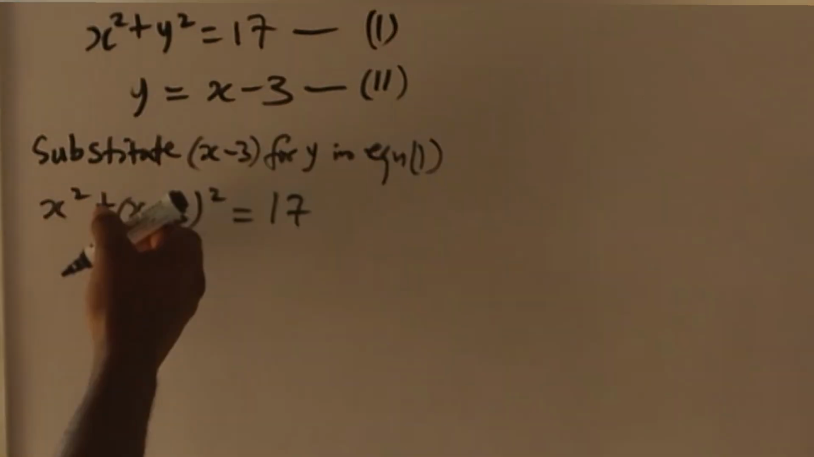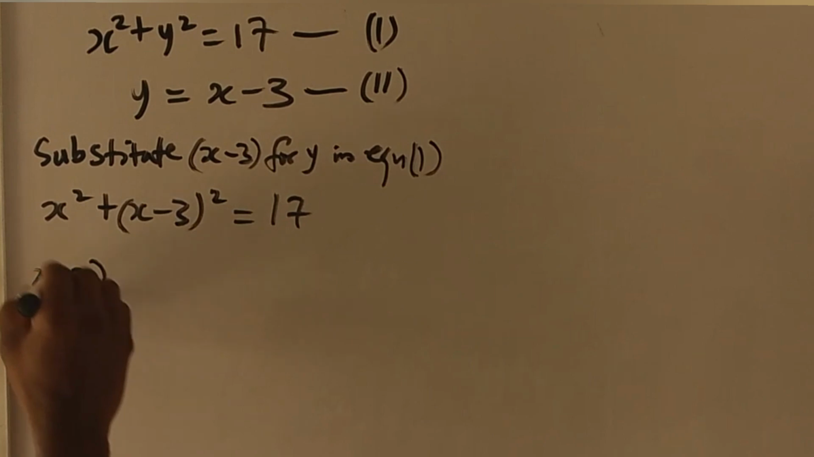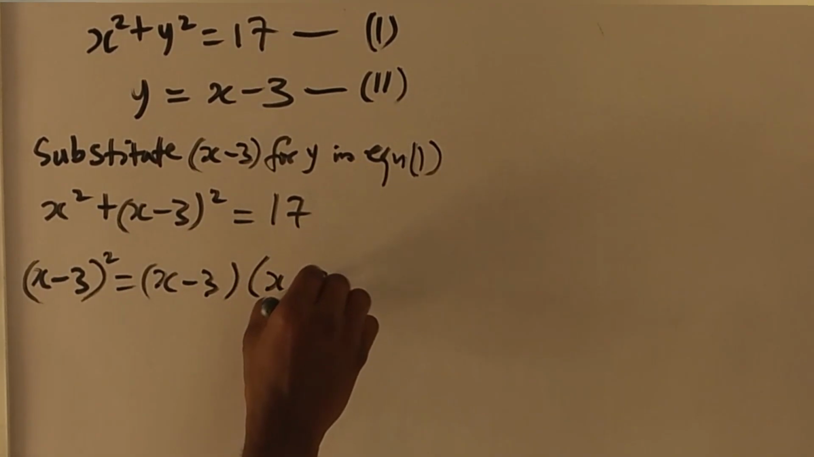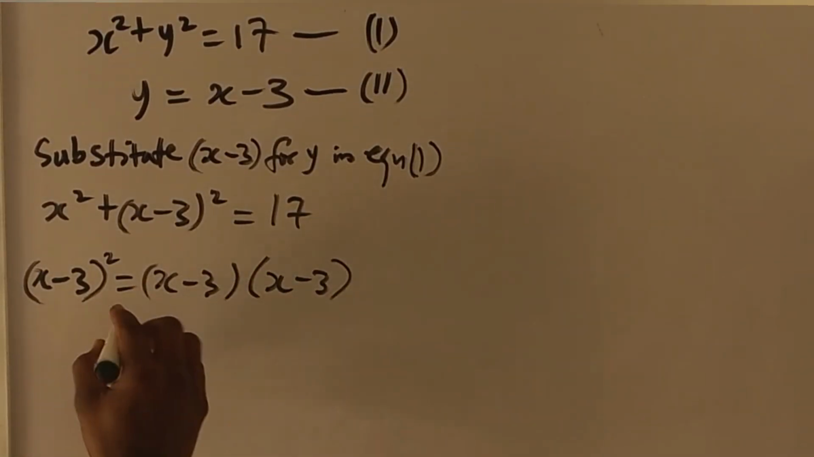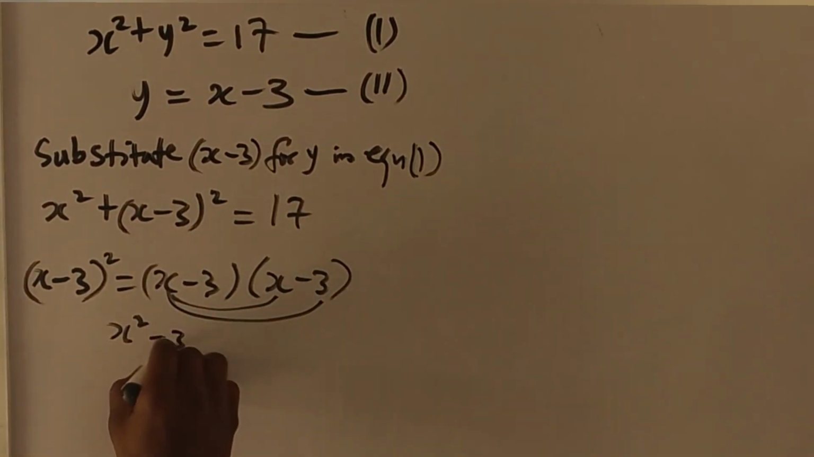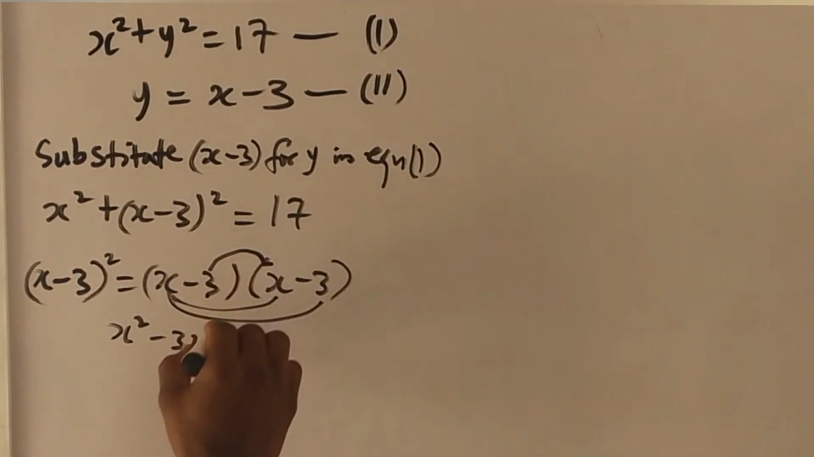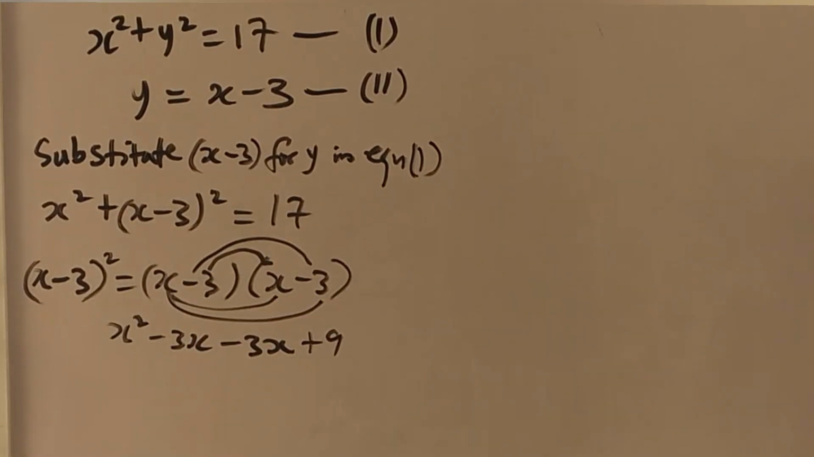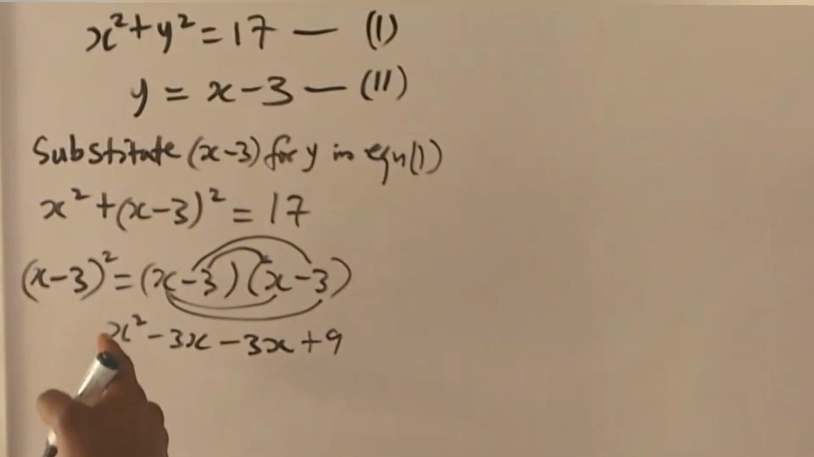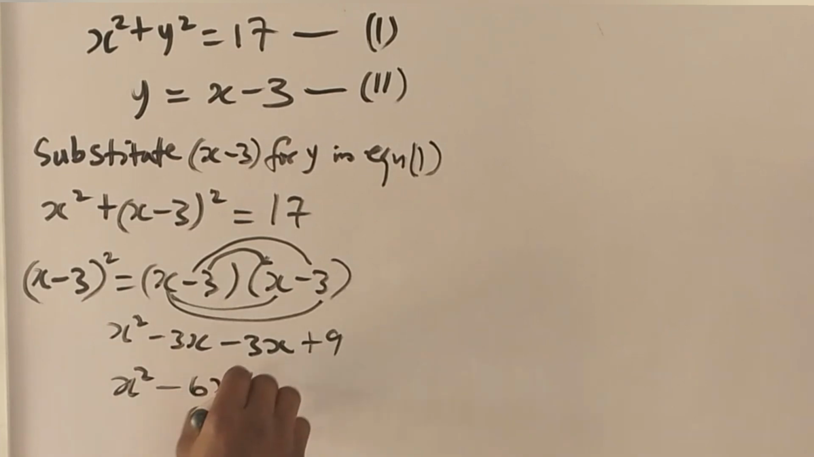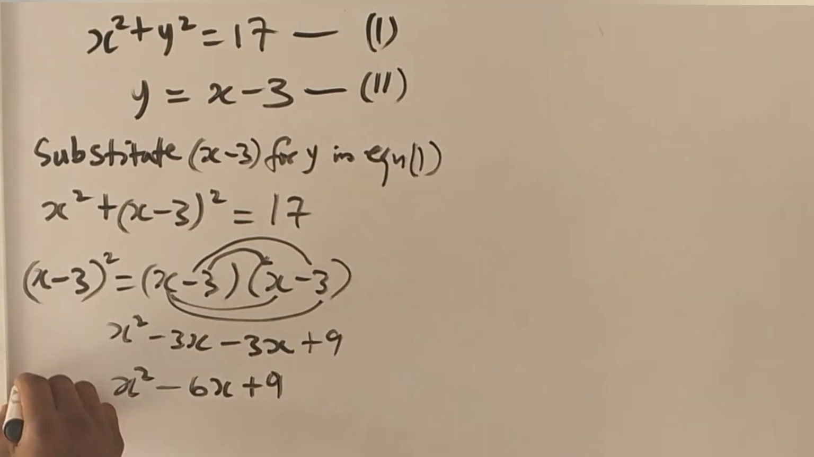The next thing we're going to be doing is to expand this bracket, and you know that x minus 3 squared is the same thing as x minus 3 times x minus 3. So x times x gives us x squared. x times minus 3 is minus 3x, minus 3 times x is minus 3x, minus 3 times minus 3, that's plus 9. Minus times minus is plus, 3 times 3 is 9. When you do this, you're going to be having x squared minus 3x minus 3x equals minus 6x plus 9.